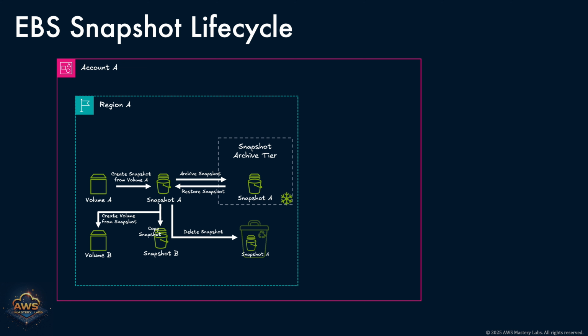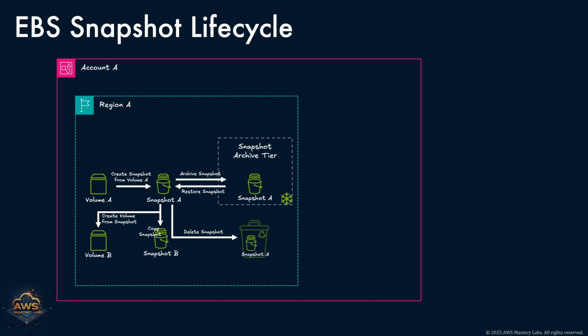When an Amazon EBS snapshot is no longer needed, you can safely delete it without affecting the EBS volume from which it was created. Similarly, deleting the volume has no impact on any existing snapshots, as snapshots are independent backups.